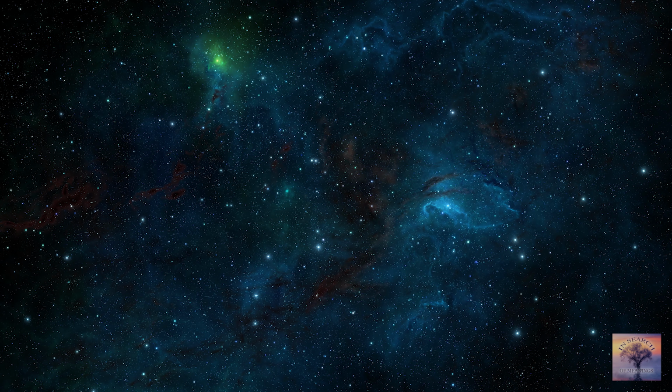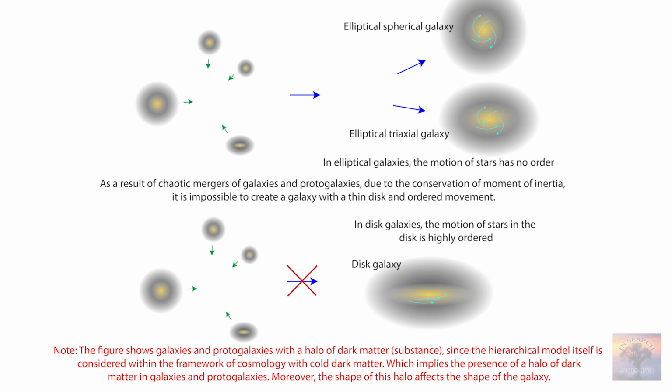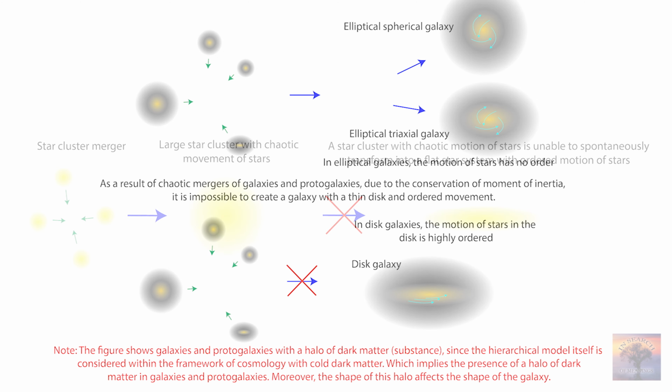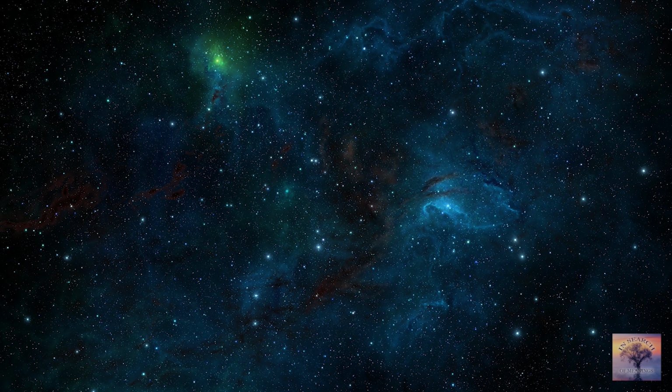This video is in addition to video number 10.1. In that video I talked about the fact that within the framework of the hierarchical model of galaxy formation, it's impossible to create thin disks of galaxies with an ordered movement of stars. In it I presented logical arguments indicating this impossibility. But in this video I want to highlight this problem from another side.